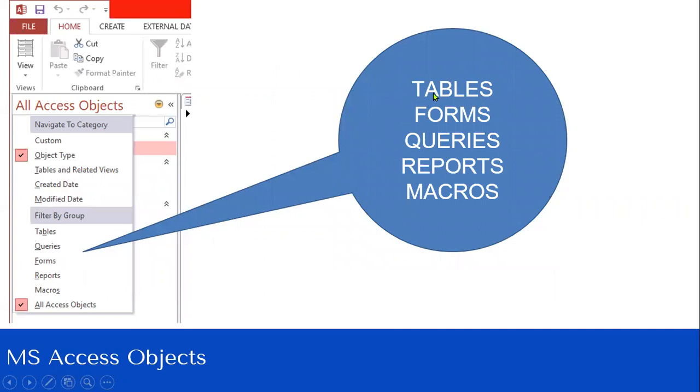Then in the Access database, whenever we open it, we will find something here. You can see here the objects, Access objects. So what are the objects? The major objects are tables, queries, forms, reports, and macros. If you know these four, then you know about Access. Okay. So this will show you the overall objects in Access.